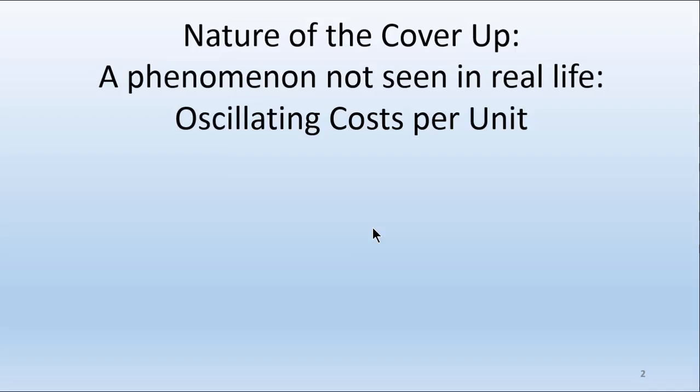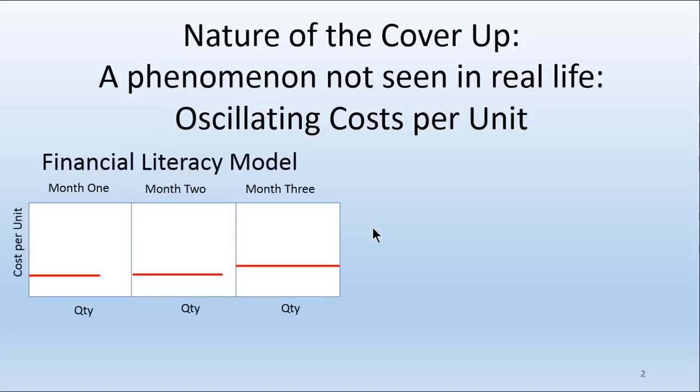What they were trying to do is cover up a phenomenon not seen in real life that I'll refer to as oscillating cost per unit. In the financial literacy model that we talked about the other day, you could have a break-even model over a month, and the variable cost per unit was constant. This nice flat line, and the area under this curve is total cost. You could stack these back to back to back and get the look of a full quarter of business operations.